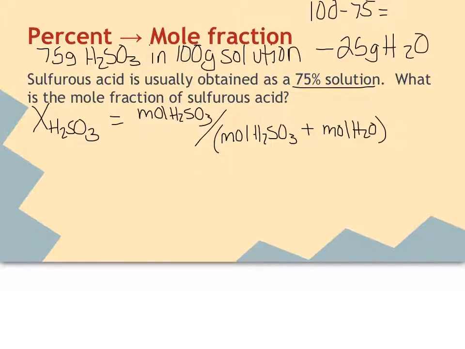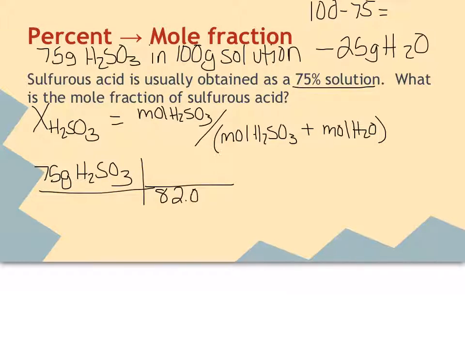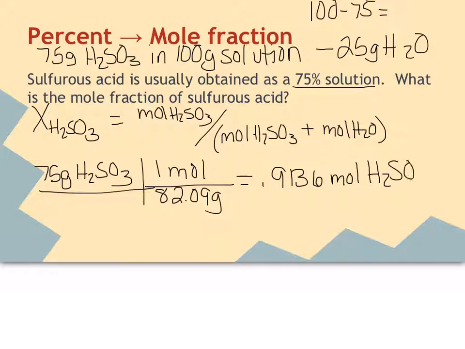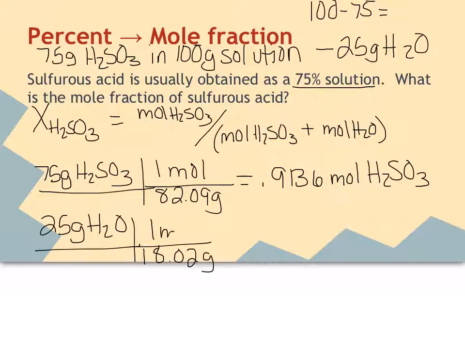So we got to add and figure out some moles. So we literally take 75 grams H2SO3 and go to the periodic table, look up our molar mass. It's 82.09 grams in 1 mole. And I ended up with 0.9136 moles H2SO3. And then I have to do the same for water, 25 grams of water. Okay, and there's 18.02 grams of water in 1 mole. Then I end up with 1.387 moles of water.